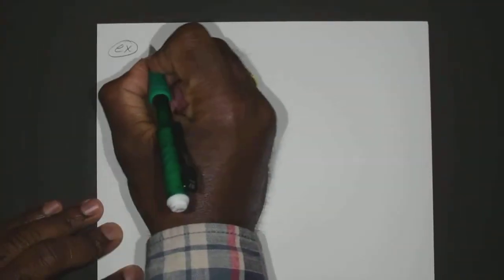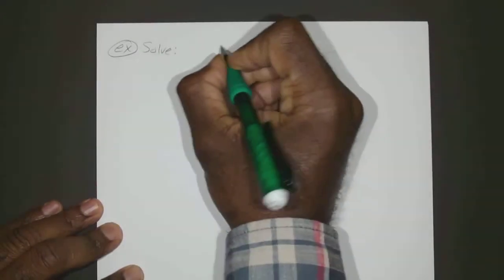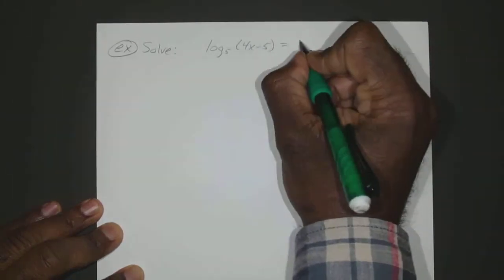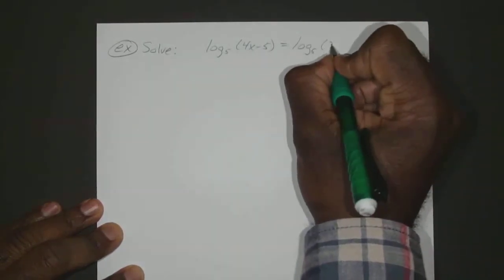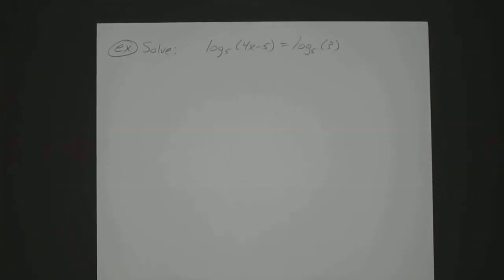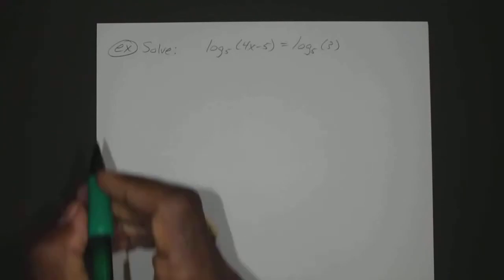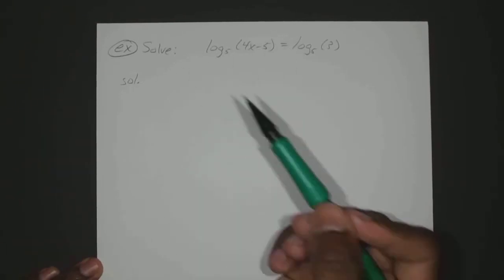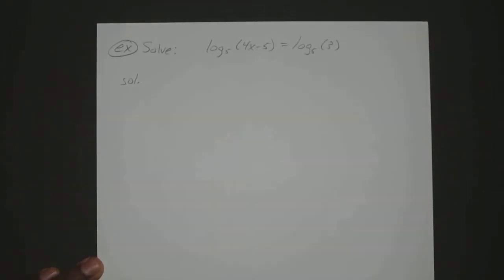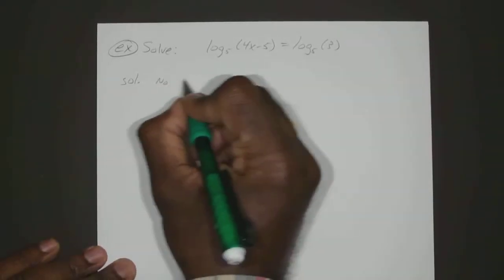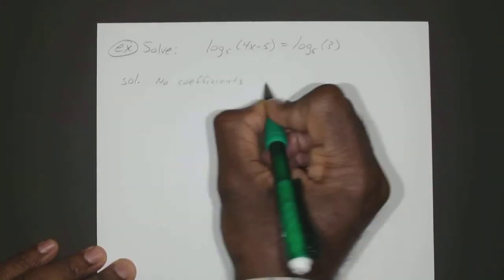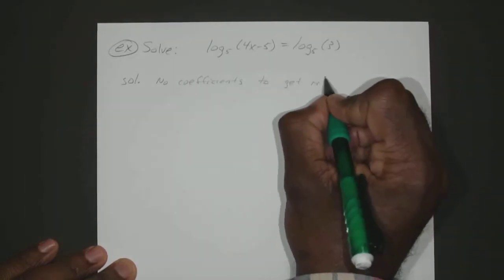Okay, so let's say we wanted to solve log base 5 of 4x minus 5 equals log base 5 of 3. This one's pretty straightforward. You don't have any coefficients in front of them. It's just log of a function equals log of a function, so you don't have to use the first step of the power rule. No coefficients to get rid of.